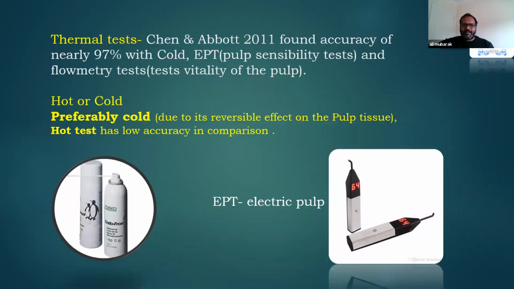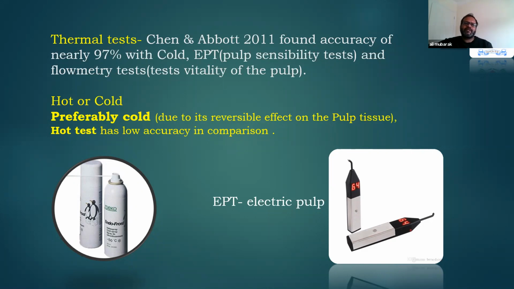The other tests you've got, the best chairside test is the thermal test. Now, you could use a cold test, which is preferably something I like using because of obvious reasons. It has a reversible effect on the pulp tissue. And then you have the electric pulp tester to second it, and I use them simultaneously. Now, Chen and Abbott, 2011, found accuracy of nearly 97% with cold and electric pulp test, and also flowmetry. Now, flowmetry tests are primarily to check the vitality of the pulp. Not all of us have it in our clinical setup, so I think we can rely on cold tests, and maybe if you have an electric pulp tester, you could use both.